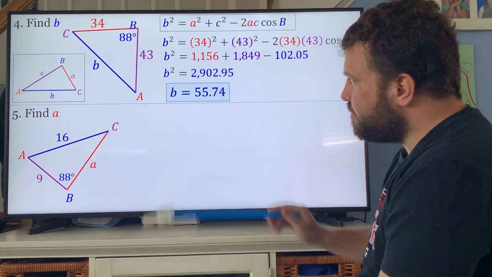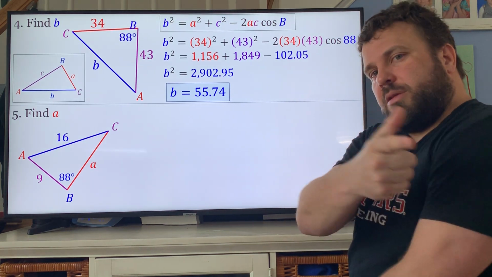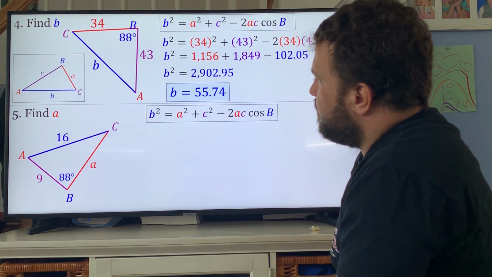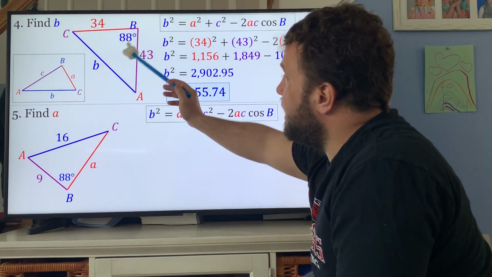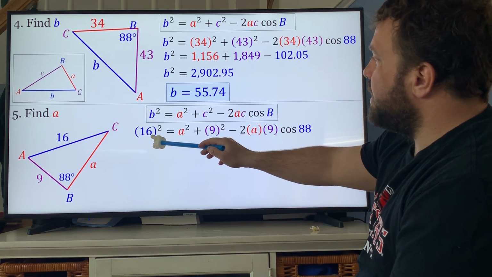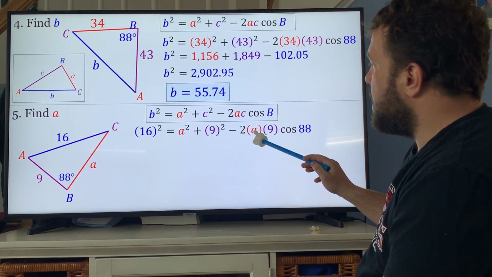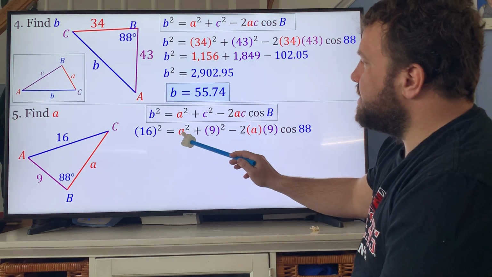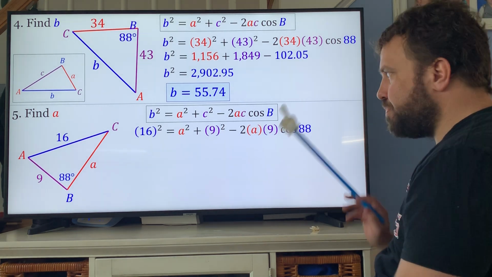Doing good. Find that. Go. You got it. Here we go. Once again, you're given angle B, which happens to be 88 again. I guess you got lazy making these examples. B squared, which is 16 squared. But now what you're missing is A. Uh-oh. It's A squared plus 9 squared minus 2A9 cosine 88.